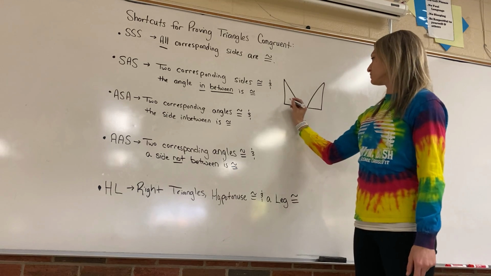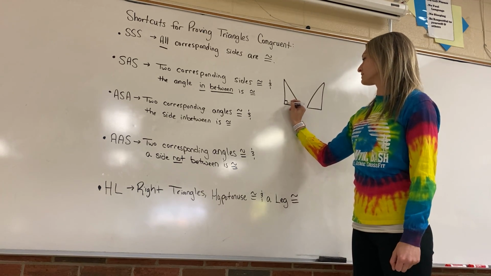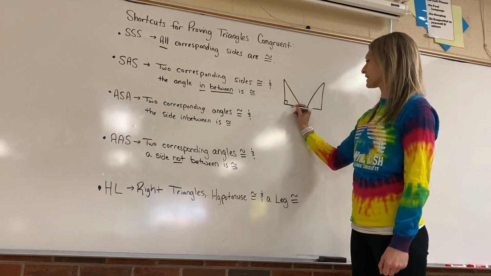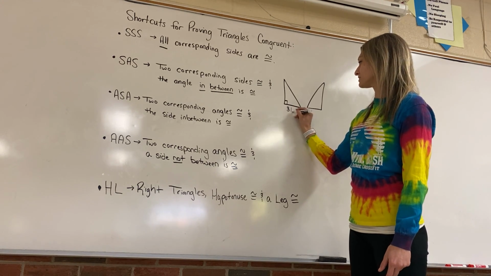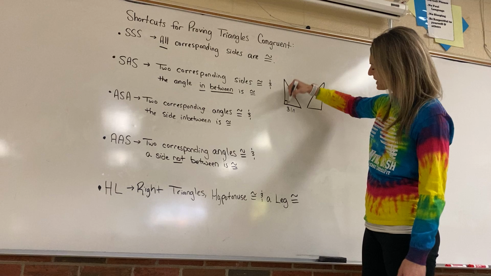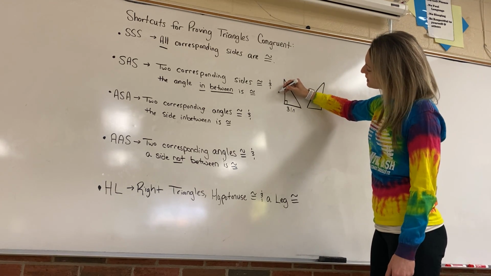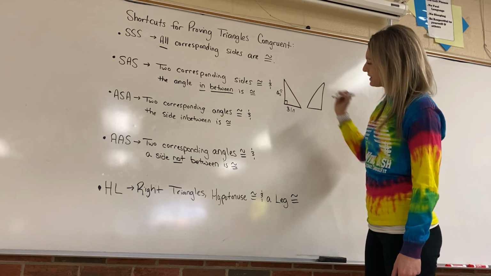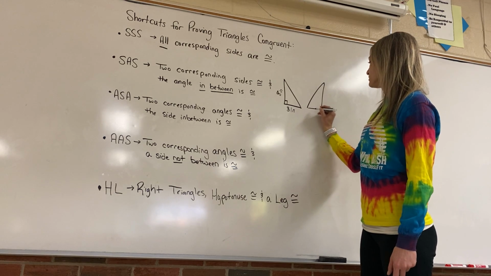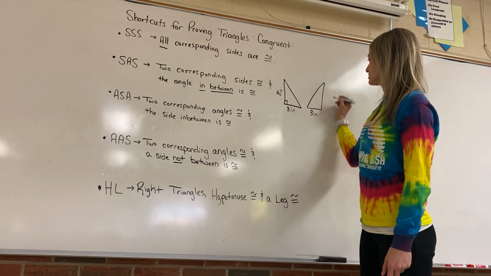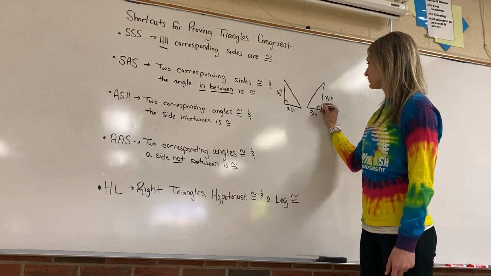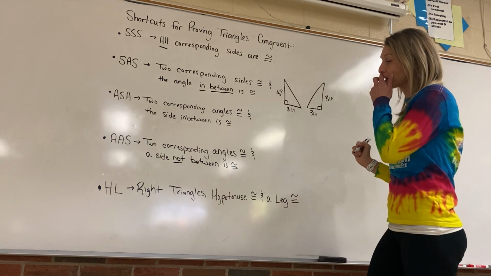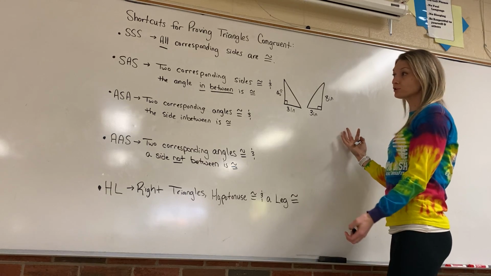If they tell you, so I'm going to give you some information here. Let's say that that is a 90-degree angle. Let's say that this one has a length of 3 inches, and then that side has a length of 8 inches. And then over here, they tell you that this side has a length of 3 inches, that has a length of 8 inches, and then they give you that this angle is 90 degrees. How would you know if these are congruent or not?